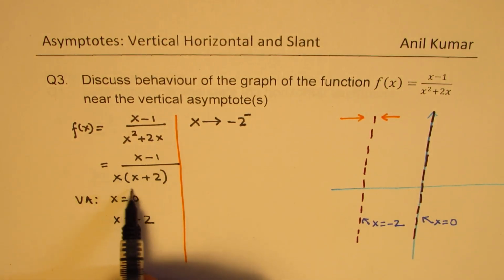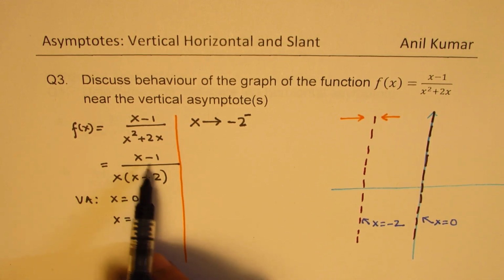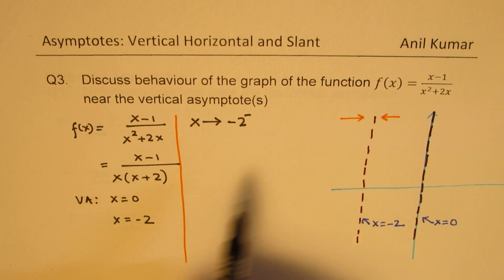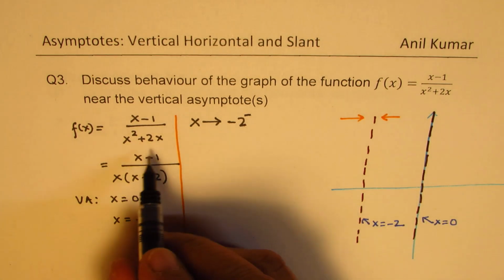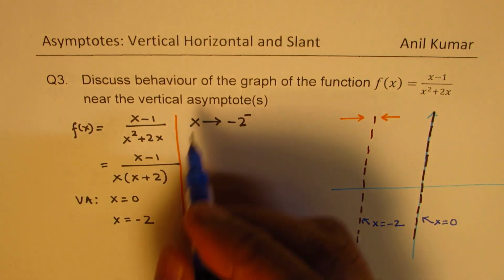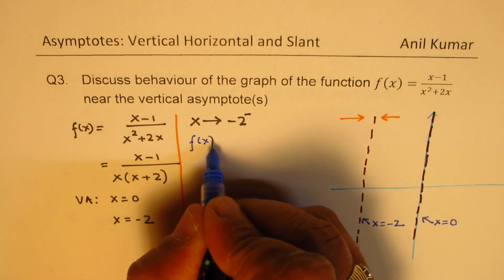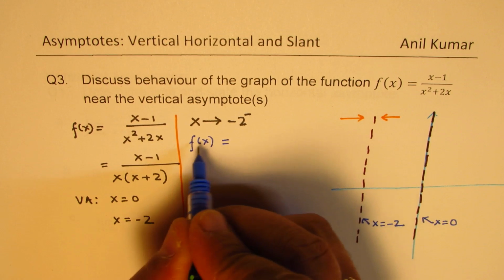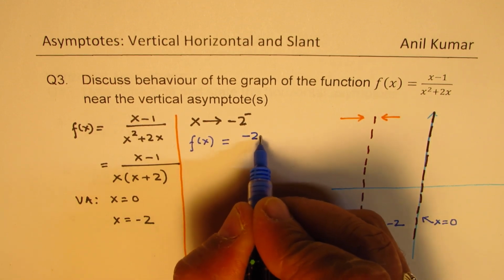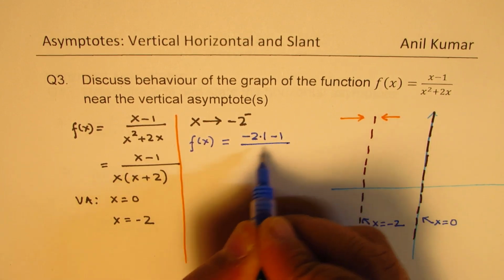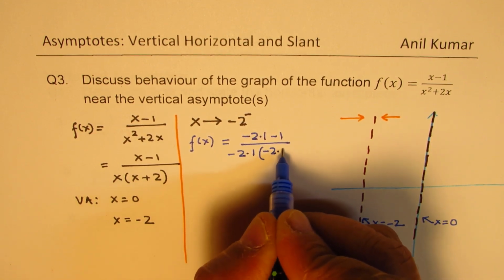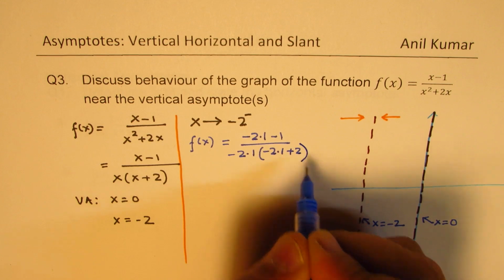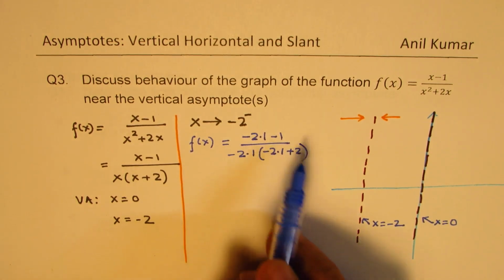So in this particular function, if I substitute a value, which is negative 2.1, for example, right? So basically think like this. We now have a function f of x. We substitute some value, let us say negative 2.1, so negative 2.1 minus 1 over negative 2.1 times negative 2.1 plus 2. So we have to only check the sign.